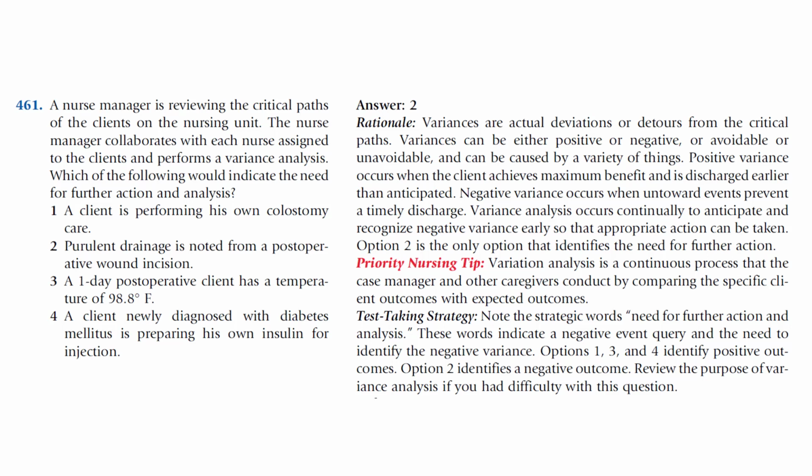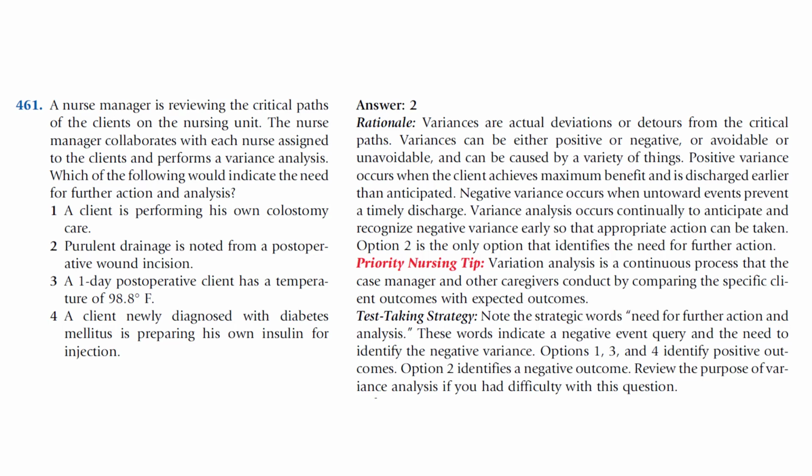461. A nurse manager is reviewing the critical paths of the clients on the nursing unit. The nurse manager collaborates with each nurse assigned to the clients and performs a variance analysis. Which of the following would indicate the need for further action and analysis? 1. A client is performing his own colostomy care.